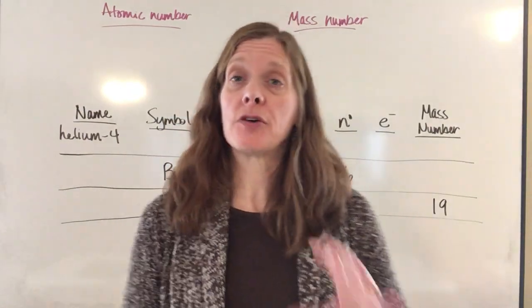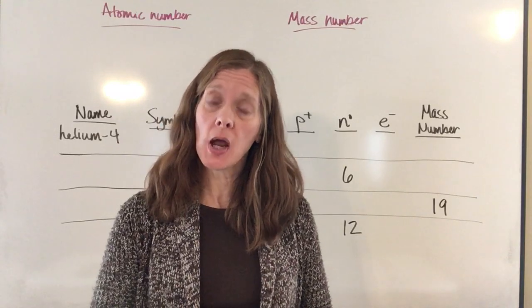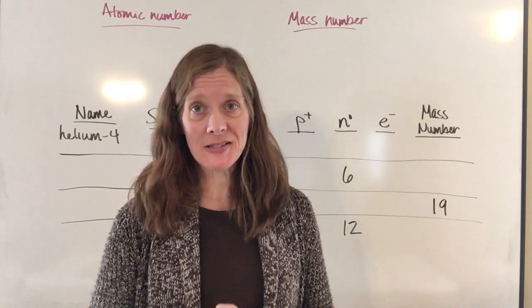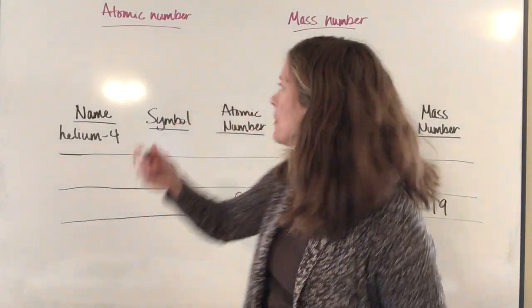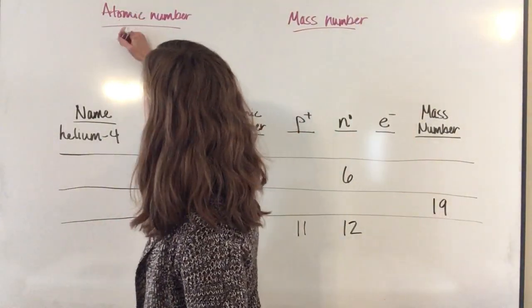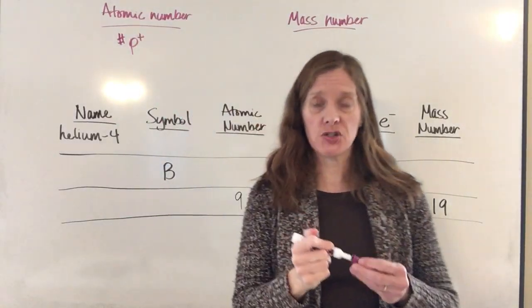Today we're going to talk about two kinds of numbers. We're going to talk about atomic number and we're going to talk about mass number. So let's start with atomic number. The atomic number is the number of protons that an atom has in its nucleus.